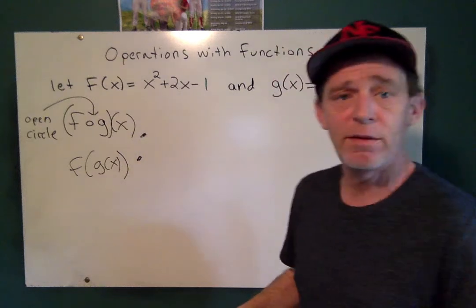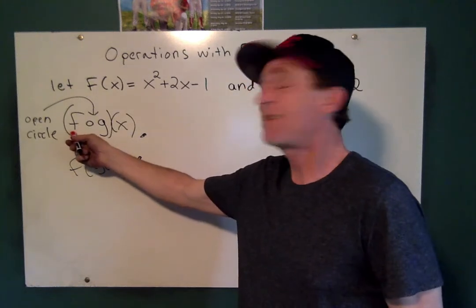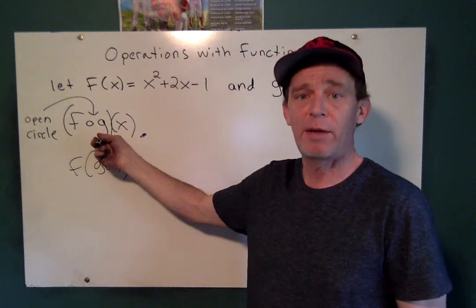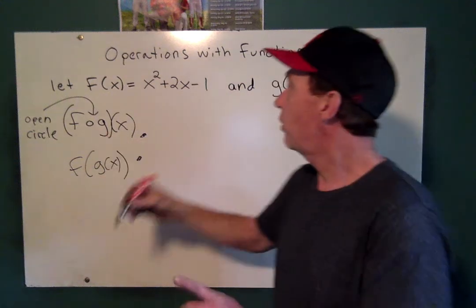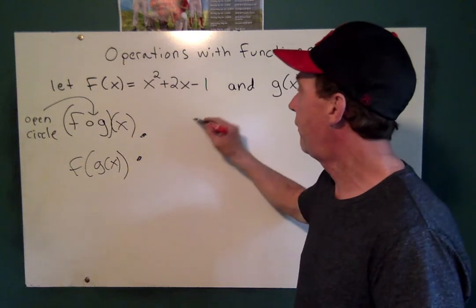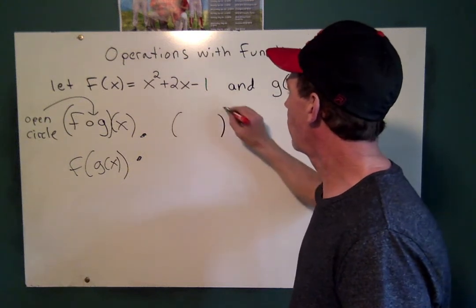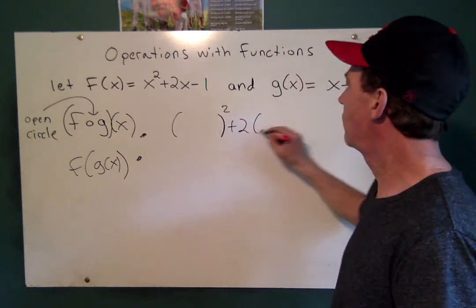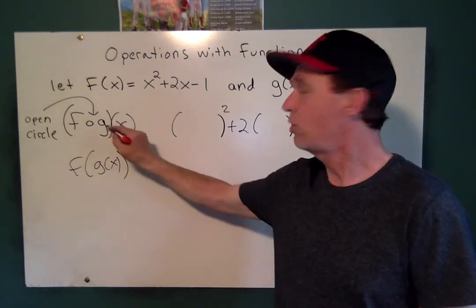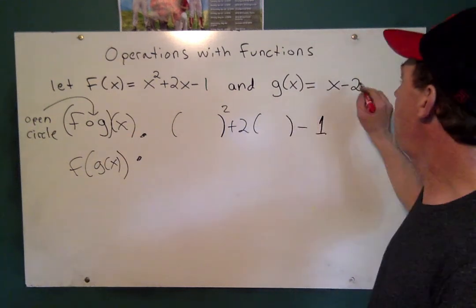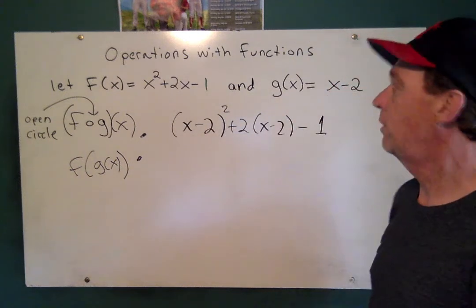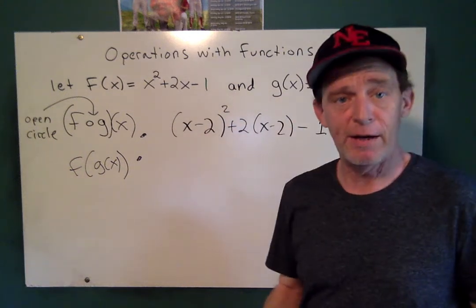It means take the first function, and instead of putting in the variable, you put the entire function g in the place of where the variables were. So, for instance, I'm going to start out with f, that's this function, but instead of writing the variable down, I'm going to leave space. And in that space goes g. So in that space would be x minus 2. And then we simplify from here.